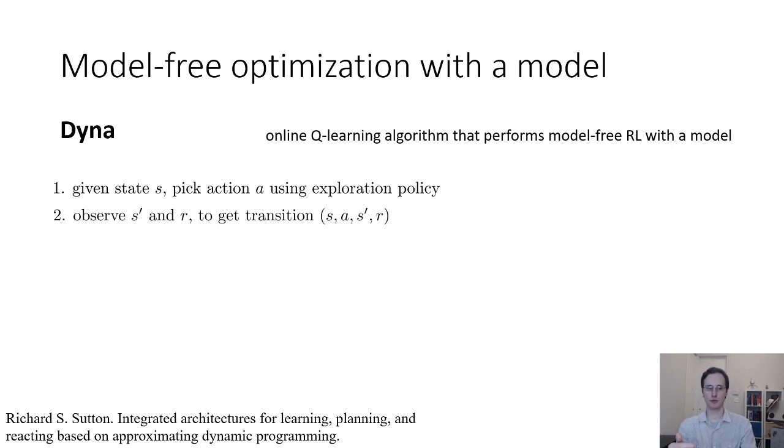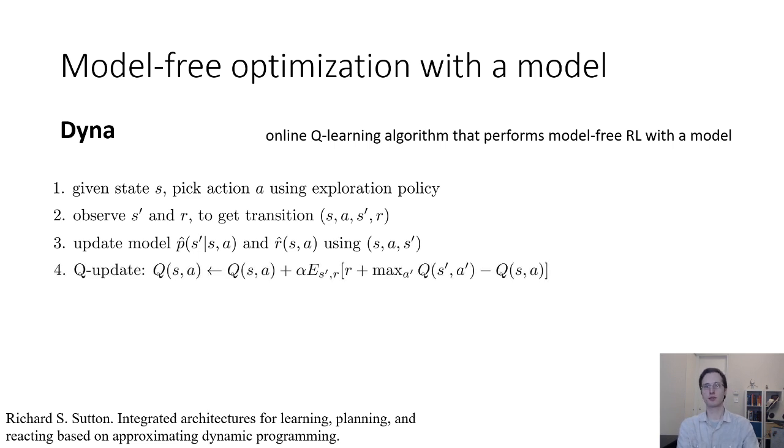Step 2, observe the next state S prime and the reward to get a transition S, A, S prime, R, just like in standard online Q learning. Step 3, update your model P hat and your reward model R hat using this transition. So this you wouldn't have in online Q learning, just basically take a gradient step on your model, including the model of dynamics and your model of rewards if you don't know what the rewards are. Step 4, take a standard Q learning update. This is just like in regular online Q learning.